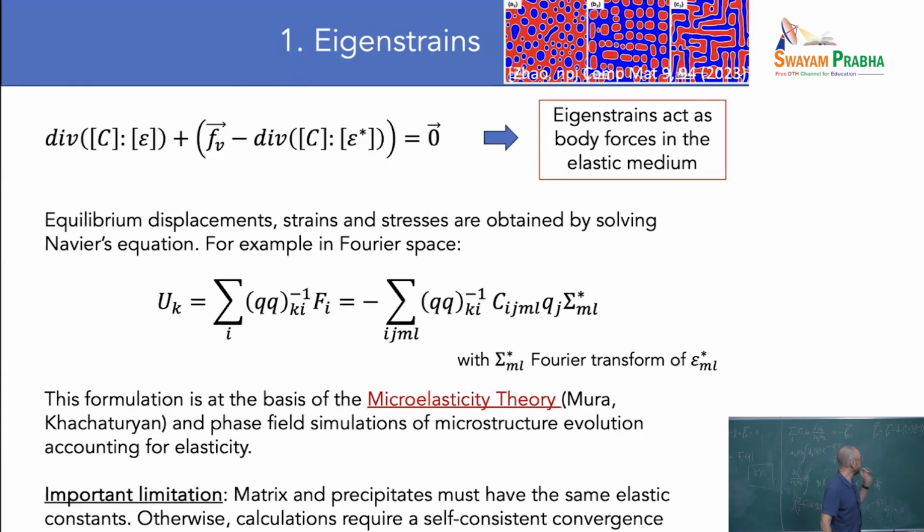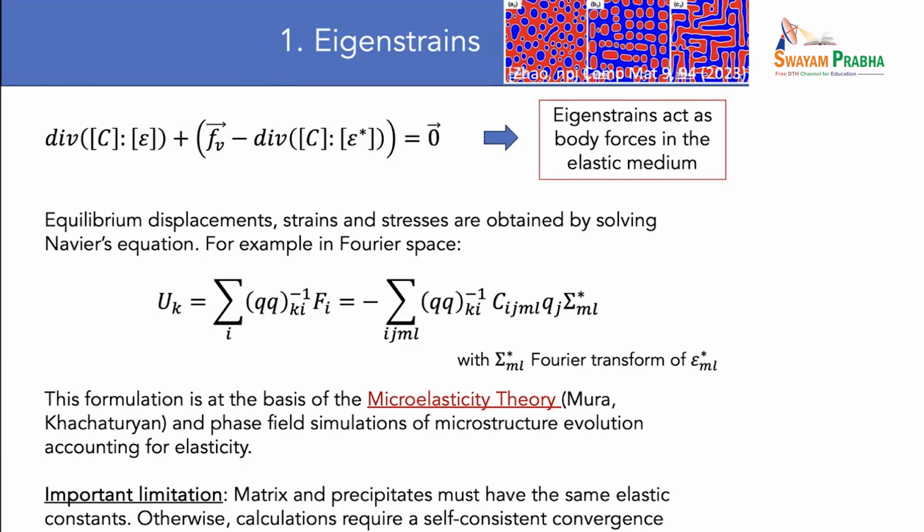So body forces. Then we suffered through the Fourier transform, and we get this expression, which hopefully is the same as the one I wrote here. So elasticity in Fourier space using eigenstrains is usually called microelasticity theory. And that's what is in Mura and Khachaturyan's book. And this is what is used for the phase field simulations of the microstructure evolution. As we just said, the important limitation is that matrix and precipitates must have the same elastic constants.